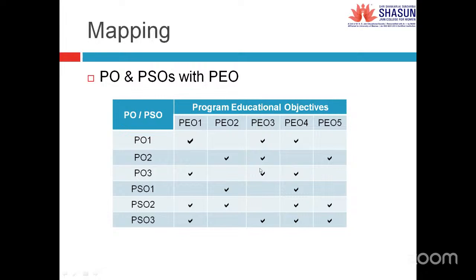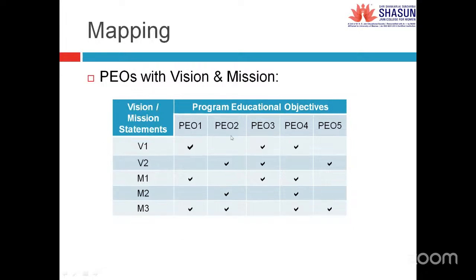When I take PEO2, the domain independent PO2 and domain specific outcomes 1 and 2 are contributing to this educational objective 2. So if you are having a mapping table, in the previous one also, we have the objectives and the vision and mission statement.